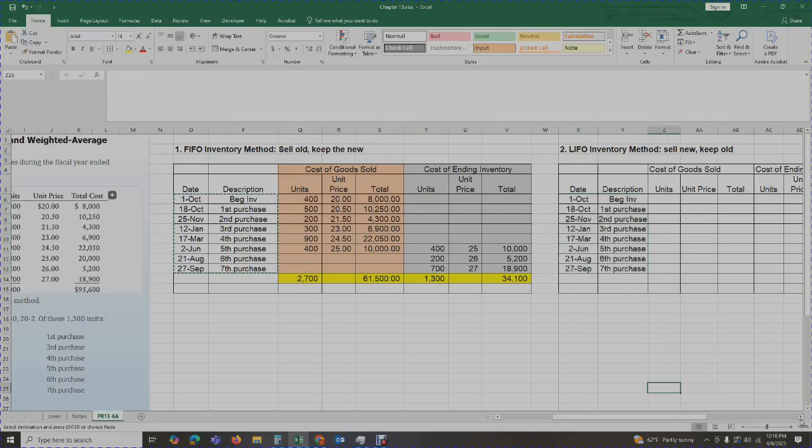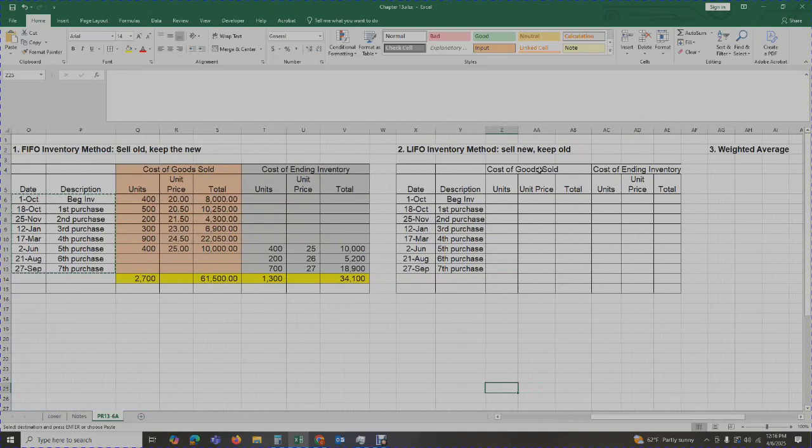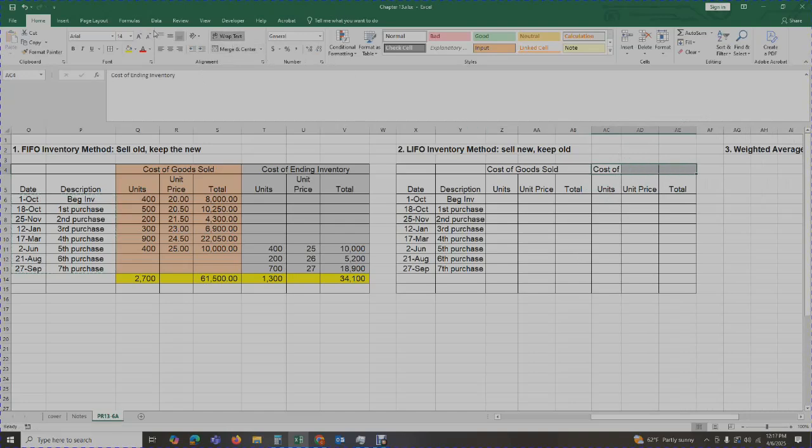Okay, so now let's look at LIFO. For LIFO, we sell the new, we keep the old. So for LIFO, I am keeping my oldest units. I have to figure out which of my 1,300 units I'm going to keep. So let's figure out the cost of our ending inventory first. This is what we have not sold. This is what we have available. Remember, we've got 1,300 units. We are selling the new, and I'm keeping the old. Right now, I'm calculating the cost of the ending inventory, which is what I'm keeping.